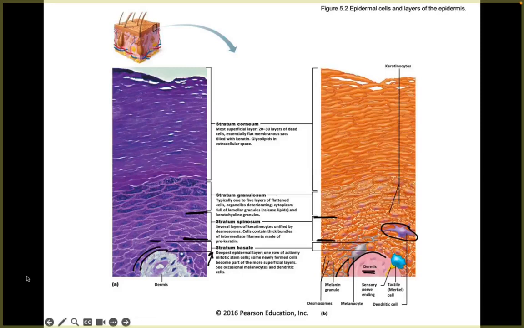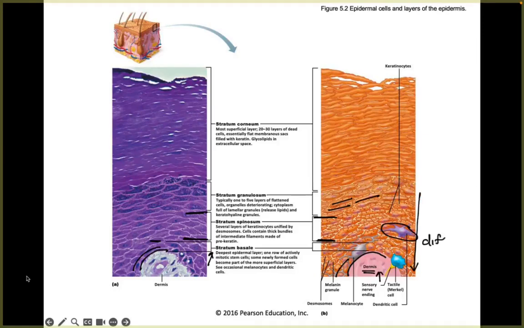The next thing we have is stratum granulosum. Typically this is 1 to 5 layers. You can tell they're there because you can see all those cells are starting to become really flat here. The cells are still alive at this point, but they're starting to deteriorate. Here is the area that has all the blood vessels, so we're getting farther and farther away.